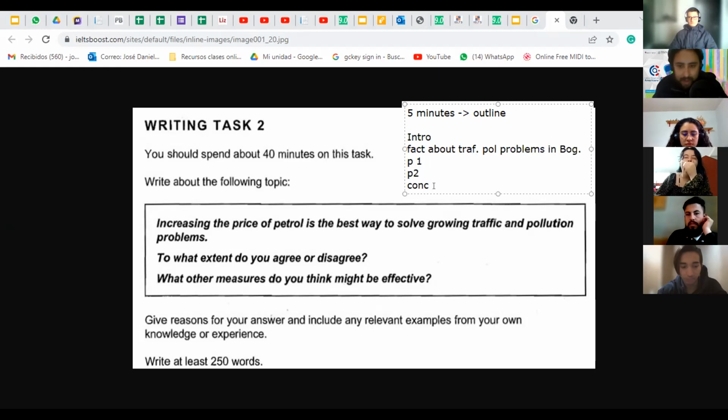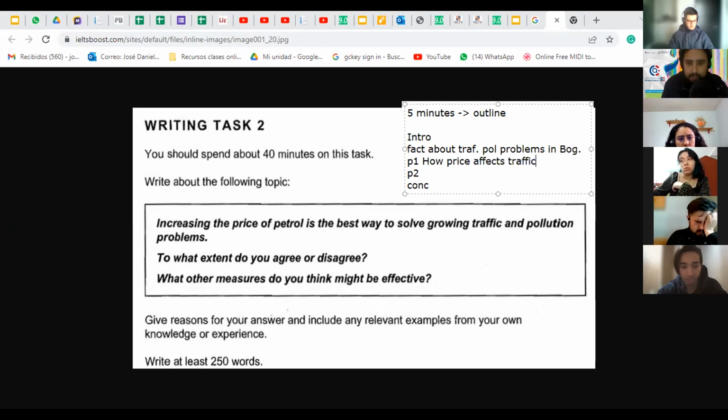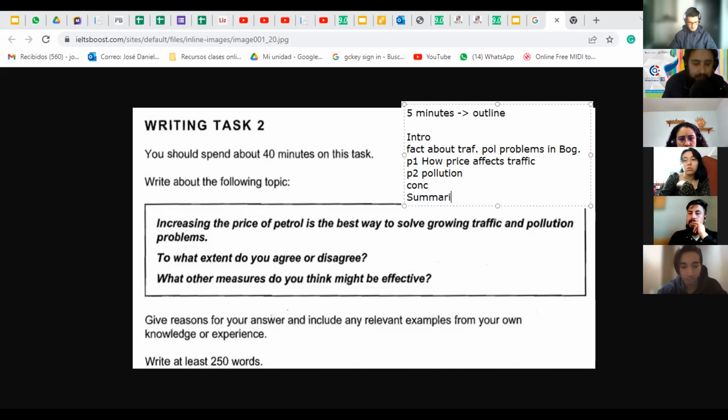Okay, then paragraph number 1. What can I do in paragraph number 1? Maybe to give examples and to just go deeper in what the impact of the price is. So, okay, how price affects, well, maybe I could address just one, like the traffic, and then give some examples, and then how it affects pollution, right? We can divide it like this. And then in the conclusion, well, we're just going to summarize a bit everything and paraphrase.